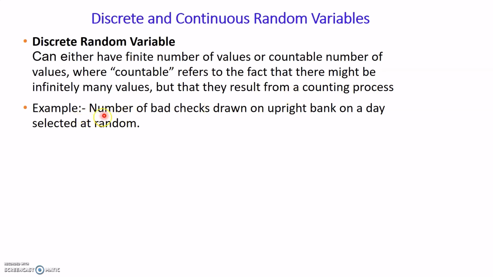You can count them. The example is the number of bad checks drawn on an upright bank on a day selected at random. How many bad checks will be drawn on a randomly selected day? We don't know. But what we know is that it will be a number, and that number will be purely determined by chance. So such a variable is called a discrete random variable. How many students will get admission in the next semester in the Berkeley College? We don't know right now, but what we know is that it will be a number, and that number is purely determined by chance. So such a variable is called a random variable, and on top of that, it's a discrete random variable. Why? Because the data comes to you as a process of counting. So you can count them.